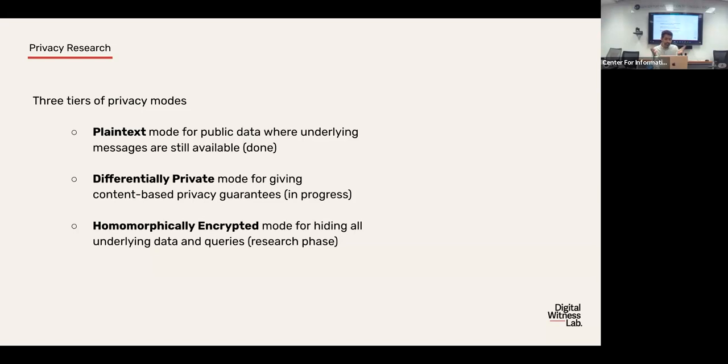And then there's the homomorphically encrypted mode for hiding data. I don't even know what that means yet. I've heard it's cool, but Sarah and Madeline are working on this. It sounds great to me that if we can do that, it seems even better and more useful for collecting data in a privacy-preserving manner. But we're super early on that stage of things right now.